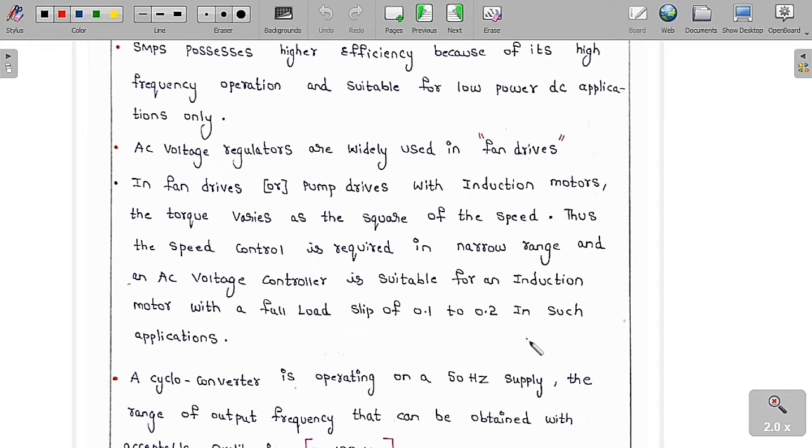Because of that, AC voltage regulators or AC voltage controllers or cycloconverters are used for induction motors with a full load slip range of 0.1 to 0.2 in such applications. With a slip from 0.1 to 0.2, a fine amount of speed control is possible only by the cycloconverter or the AC voltage regulator in fan drives or pump drives with induction motors.